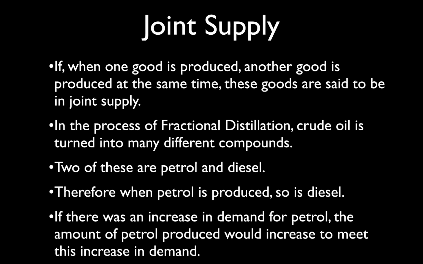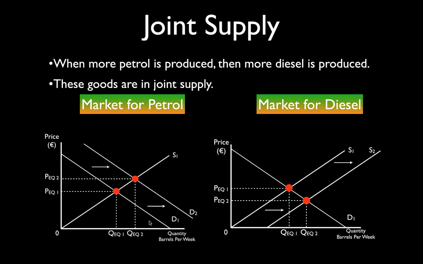In the process of fractional distillation, crude oil is turned into many different compounds. Two of these are petrol and diesel. Therefore, when petrol is produced, so is diesel, and vice versa. So if there's an increase in the demand for petrol, petroleum, gasoline from my American friends, the amount of petrol produced would increase to meet this increase in demand. So when more petrol is produced, then more diesel is produced. These goods are in joint supply.